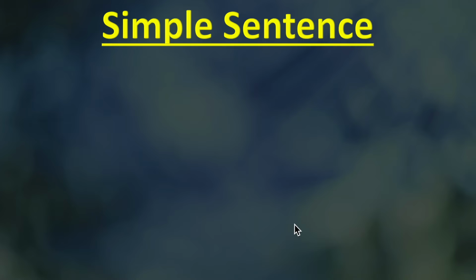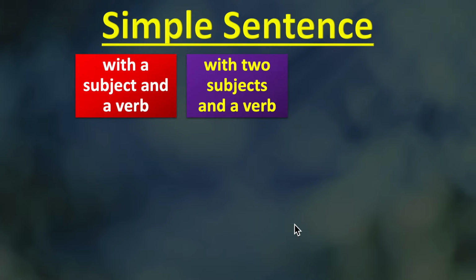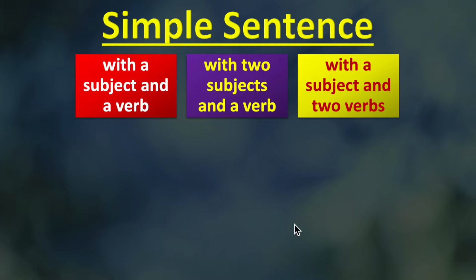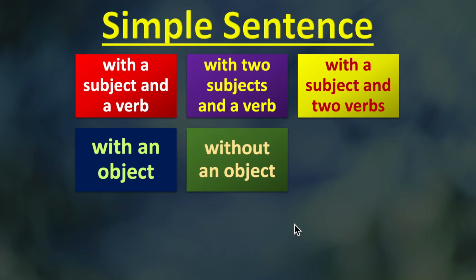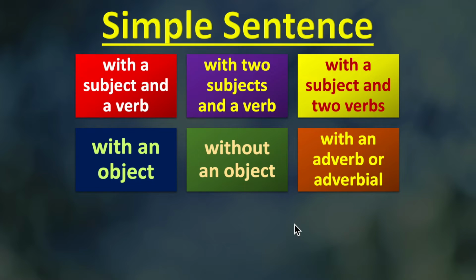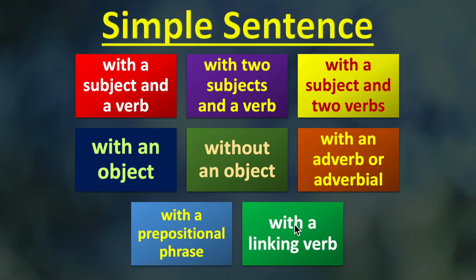In this lesson, we will discuss how a simple sentence can be formed with a subject and a verb, may also be formed with two subjects and a verb, may also be formed with a subject and two verbs, may also be written with an object. A simple sentence may also be written without an object. It may also be formed with an adverb or adverbial. It may also be formed with a prepositional phrase, and it may also be formed with a linking verb. So we will discuss one by one with examples.